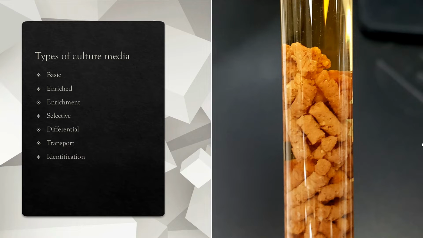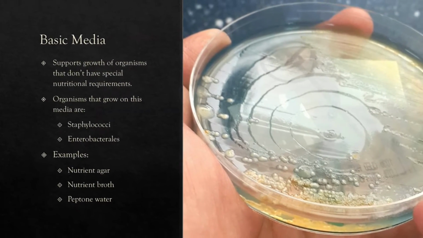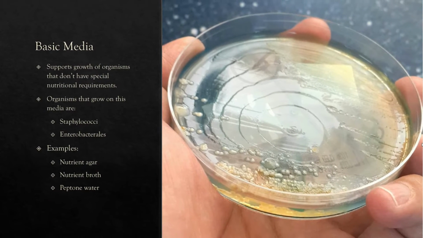The first one is basic media, and basic media is mainly used for microorganisms that don't require essential nutritional requirements to grow. What's the purpose of basic media? Actually, this media is used to stock cultures for control strains. The control strains may be of Enterobacterales, staphylococci. The second main use of basic media is as a base for enriched media. All the fastidious microorganisms cannot grow on this medium because they require extra nutrients to grow.